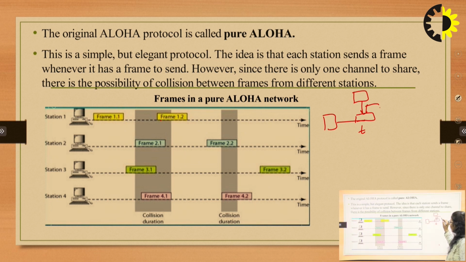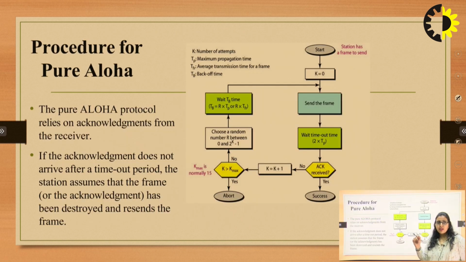Then the data sent by station A and the data sent by station B collide, right? In this kind of ALOHA, let me explain the procedure for how a collision can be cured, right?